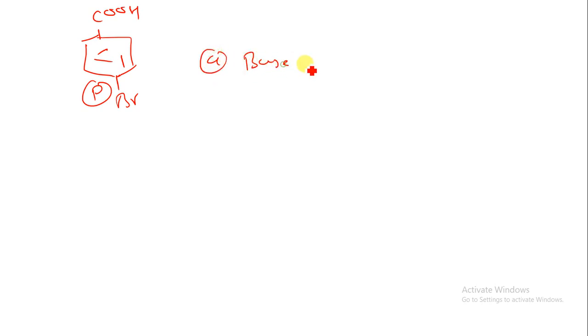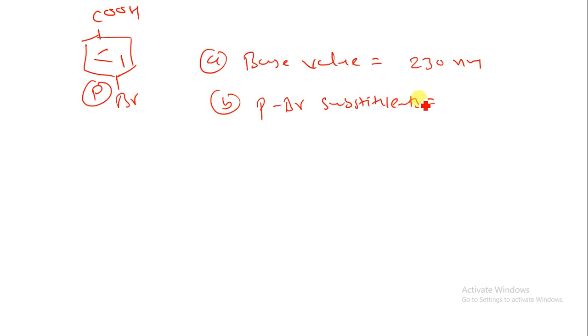Now let us consider the last example for this lecture. Here I am having a COOH group, and here I am having a Br group. So this is the para substituent. First of all, I have to write down the base value for the acidic group, which is 213 nanometer. The second one is the para bromine substituent, for which I have to add 15 nanometer. So the answer will be 245 nanometer.